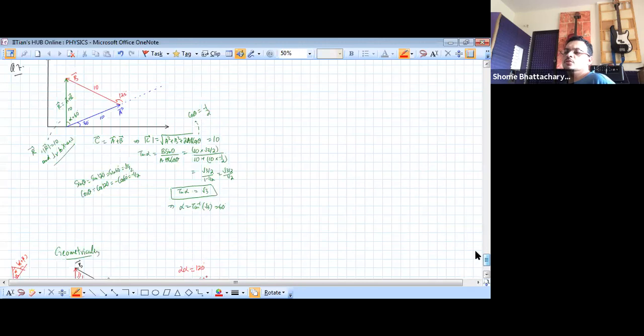As I've told you before also, sometimes the geometrical method is faster, sometimes the formula method is faster. It is a matter of practice that you will start understanding which method is preferable.